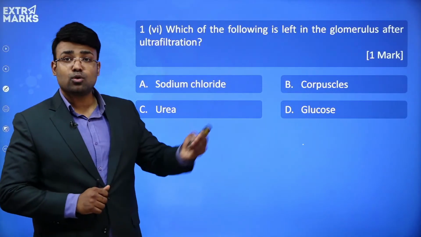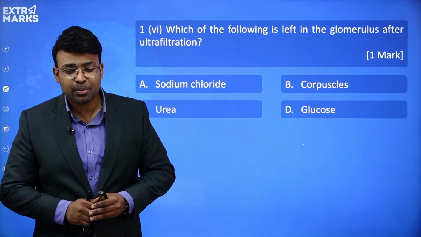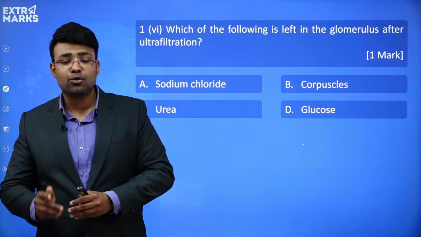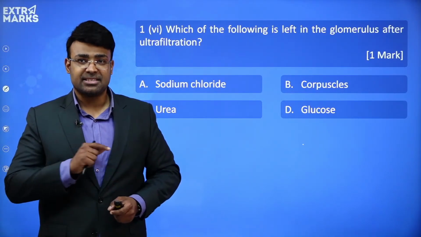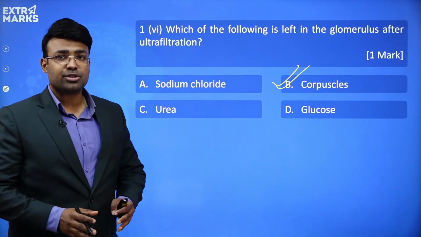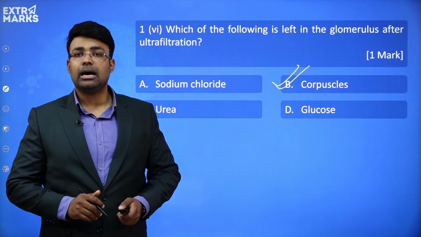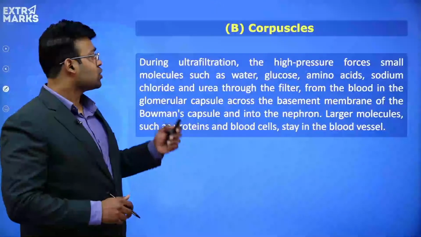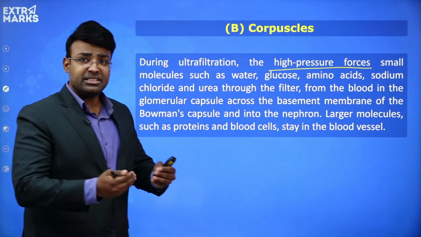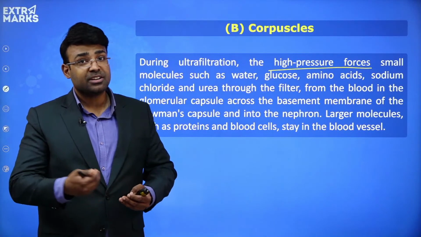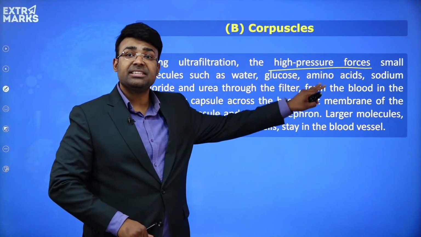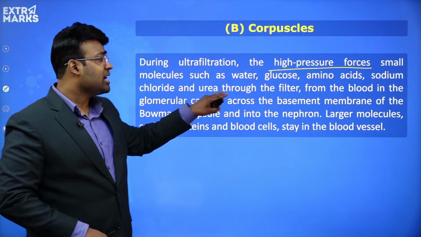So if we see the question and the options, which one would be the option? Tell me everyone, which one is not going to get filtered out during ultrafiltration? Yes, the right option will be B, corpuscles. The corpuscles and the large proteins are not going to get filtered out during ultrafiltration. So here you can see corpuscles. During ultrafiltration, because of the high pressure force, the blood is basically under high pressure because it needs to get filtered. Small molecules like water, glucose, amino acids, sodium chloride, and urea all get filtered.